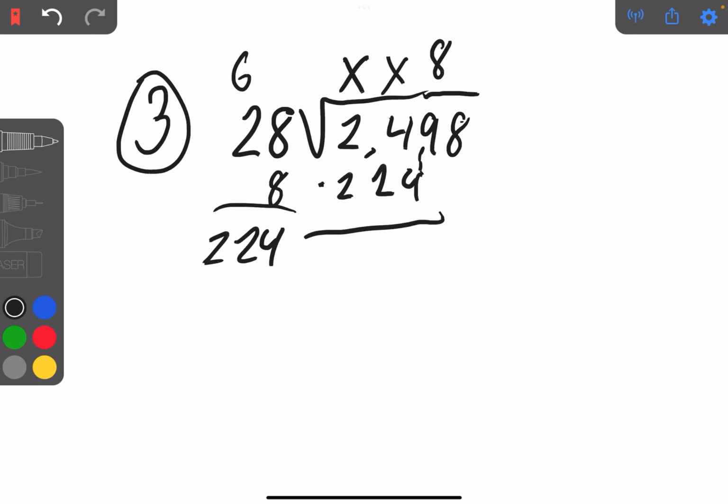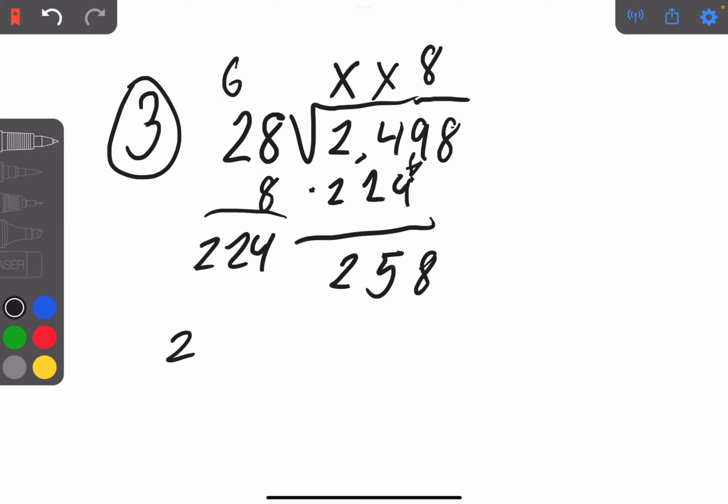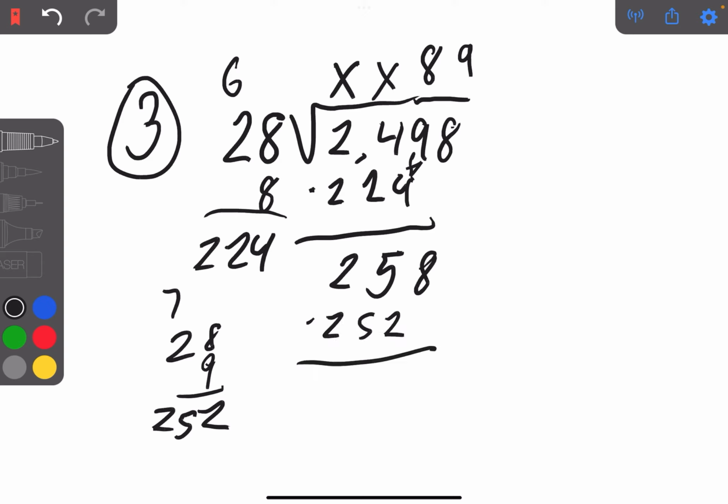So here we subtract to get 25, and now we have 258. So I think this might actually work by 9. So let's just test. 28 times 9, 252. Perfect. Minus 252. We get 6. So we have 89, remainder 6.